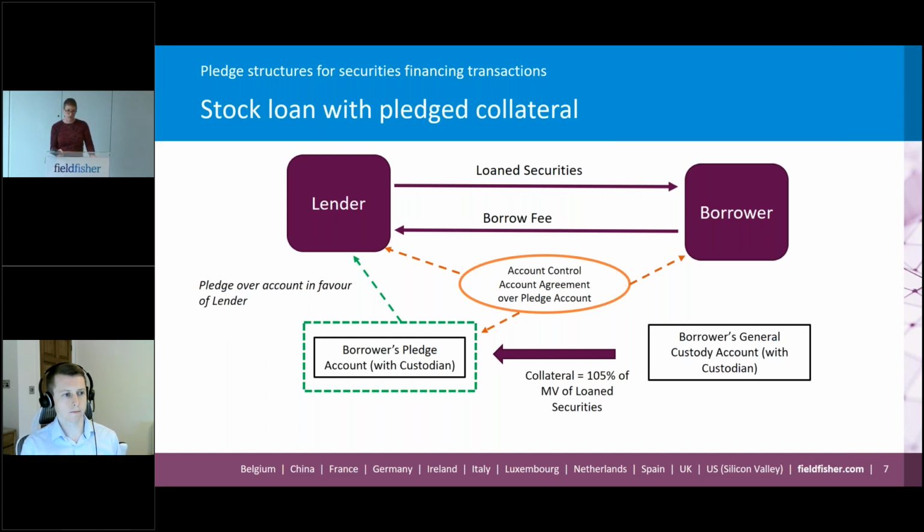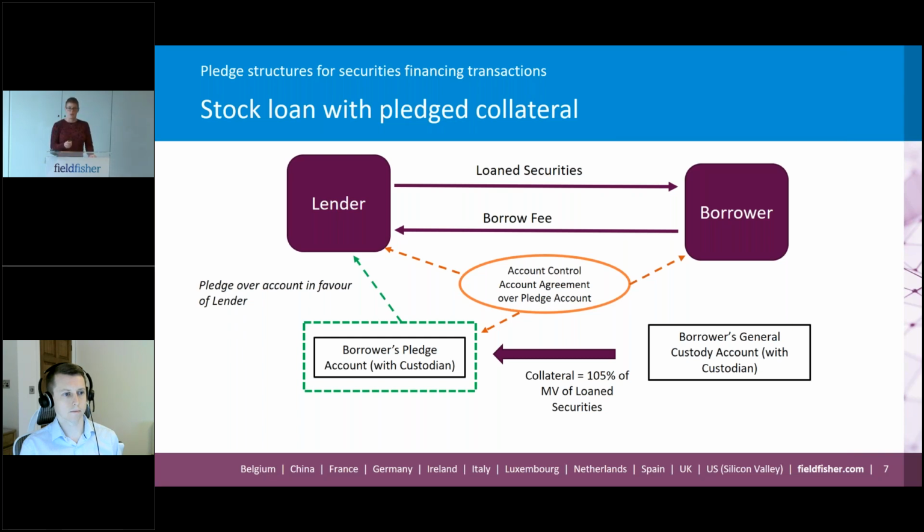Where it gets different is when you look at how the loan's collateralized. Instead of the borrower transferring collateral to the lender, in the pledge structure, the borrower will open a segregated account with its custodian, and that segregated account will be pledged in favor of the lender. When it comes to collateralizing the loan, the borrower will instruct its custodian to move assets representing the required collateral value from its house account at the custodian into the pledged account at the custodian. So you can see that the borrower actually always retains title to the collateral, albeit that the lender will have rights of enforcement if the borrower defaults.